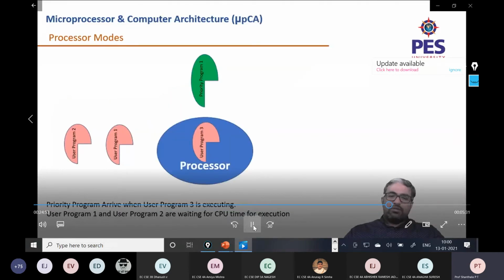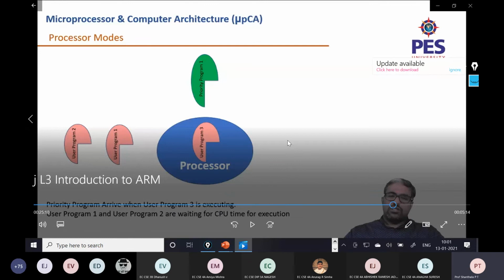Now when user program 3 is executing, a priority program comes for execution. It has arrived when user program 3 is executing, whatever may be the point of execution. A priority program means some interruption occurs.